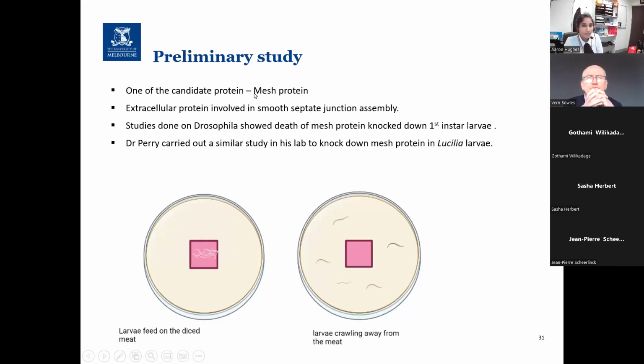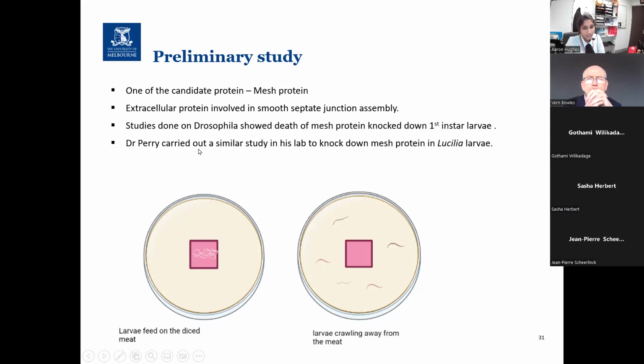In this slide, I'm going to share information about a study done on a protein called mesh protein. It's an extracellular protein involved in smooth septate junction assembly. There have been studies done on this protein in Drosophila, and this study showed that the larvae that have this protein knocked down die at the first instar larval stage.